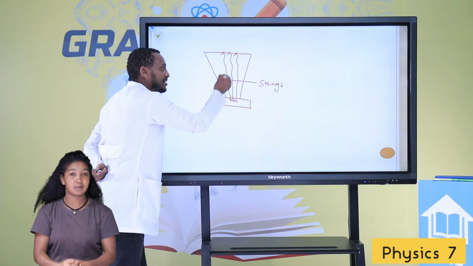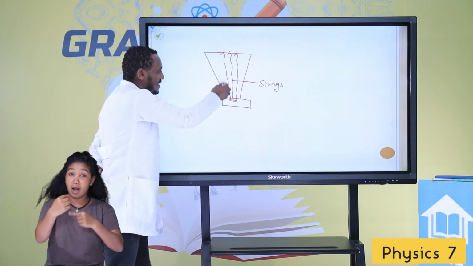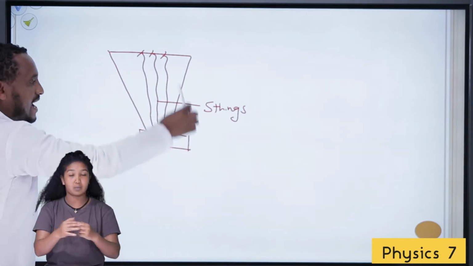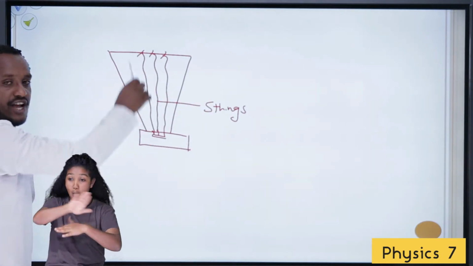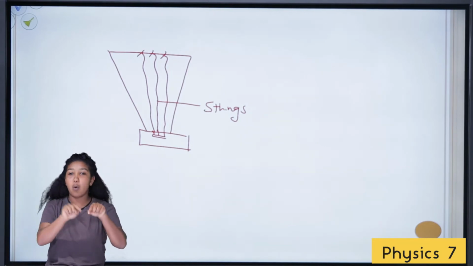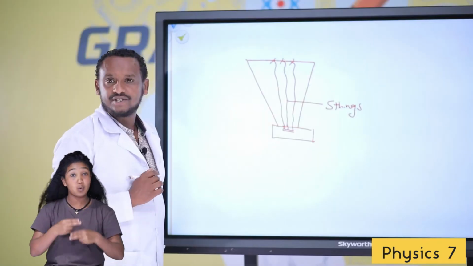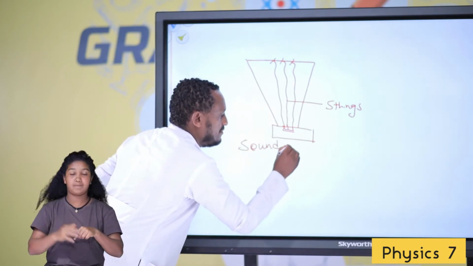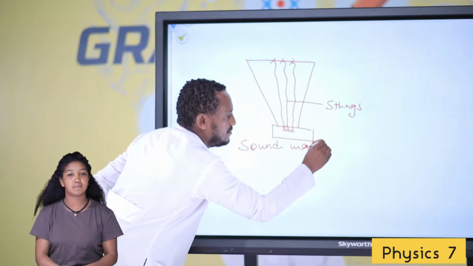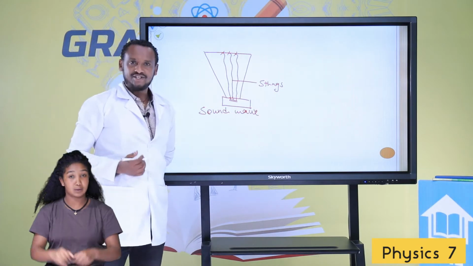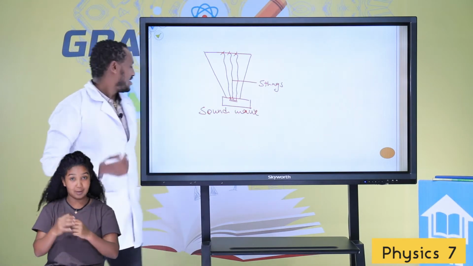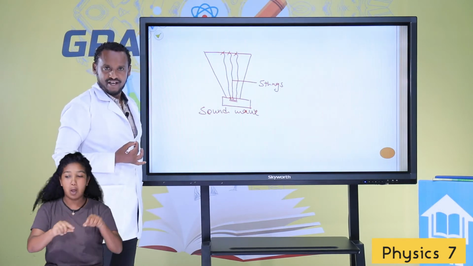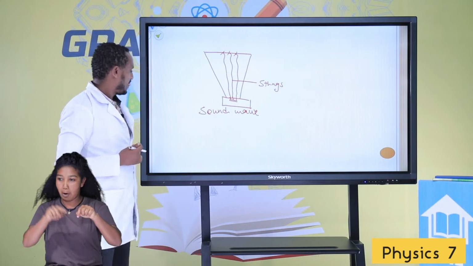The vibration travels from each string or crowd in all directions as a wave. So we call it a sound wave. That is a sound wave. Students, are you following me? Good. So sound is a form of wave.